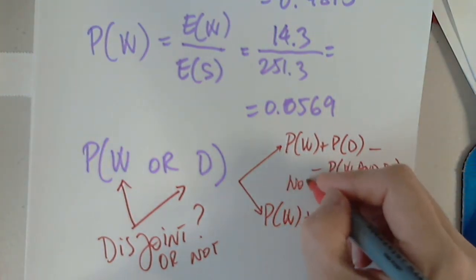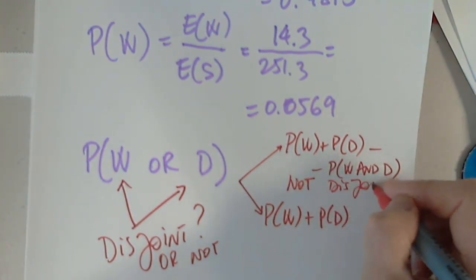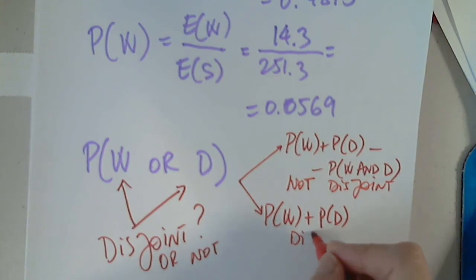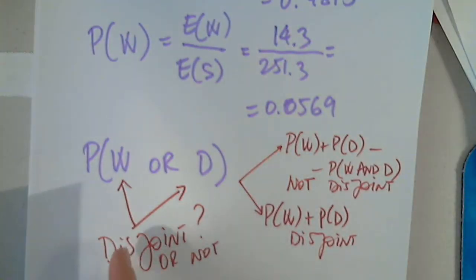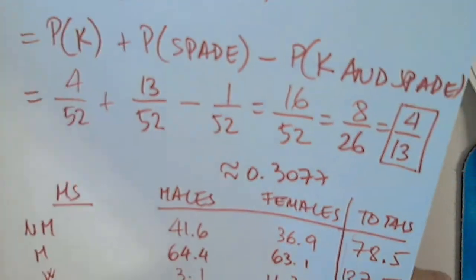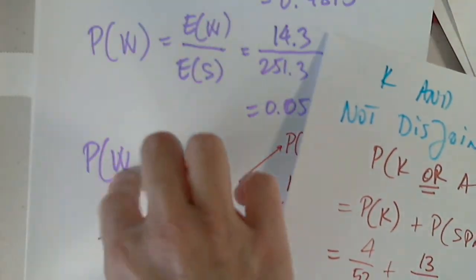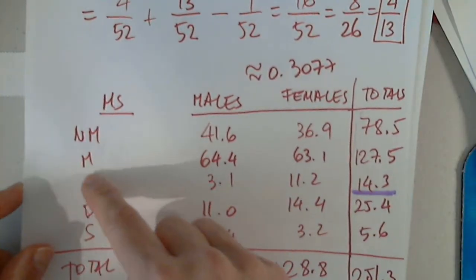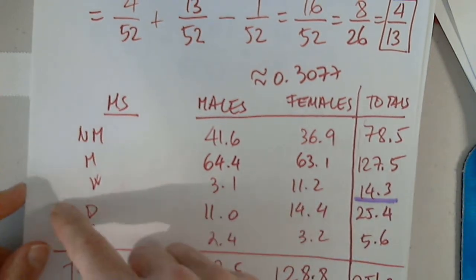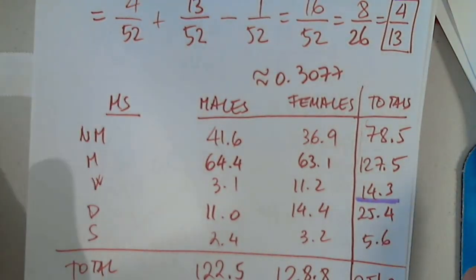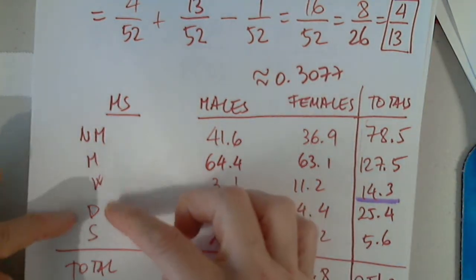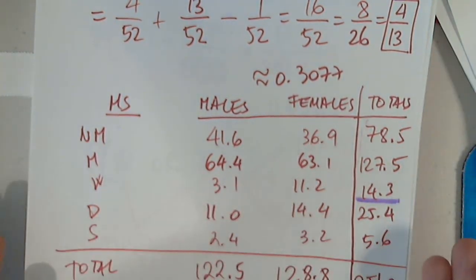So this is not disjoint, and this is disjoint. I need to establish that, because I don't know how to calculate them. Back to the contingency table. So widowed or divorced? Widowed or divorced? They didn't make any distinction. Some people could be both, but there is no distinction here.